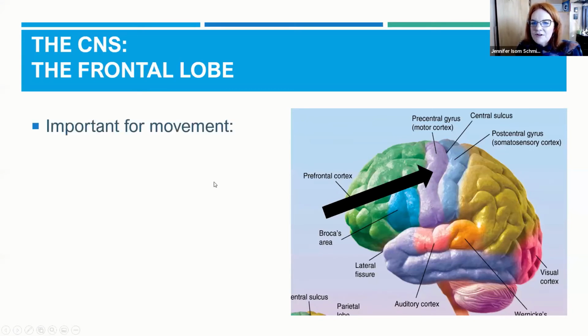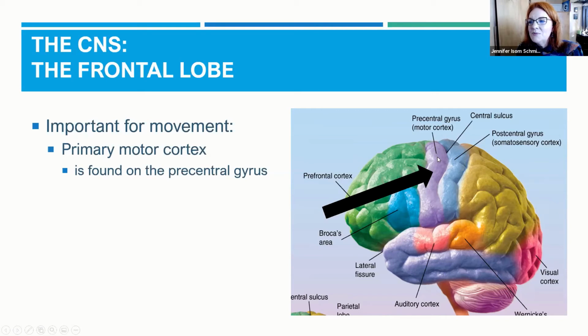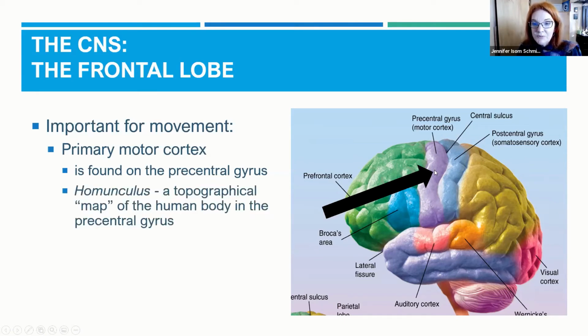That little purple gyrus plays a really important role because it is the primary motor cortex. Since it's in this gyrus that's just in front of the central sulcus, it's called the precentral gyrus. The primary motor cortex is located in the precentral gyrus. Anytime you are starting to initiate any sort of movement, this is the part of the brain that comes online because it's helping you to initiate what parts of your body are going to move. All of this is done really outside of our awareness for the most part, but this is the part of the brain that's processing that movement.